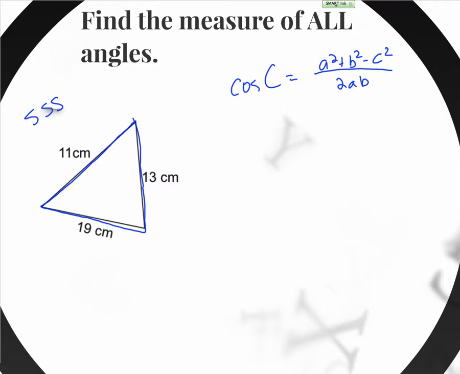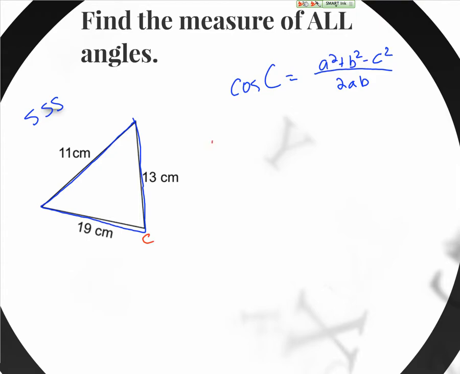If the question said just find the smallest angle, then you want to make this angle C because it's across from 11. Now that's not what this question says, so we're just going to have to start with one and find them all. So let's start with finding the smallest one. Let's just go ahead and say that that's C.